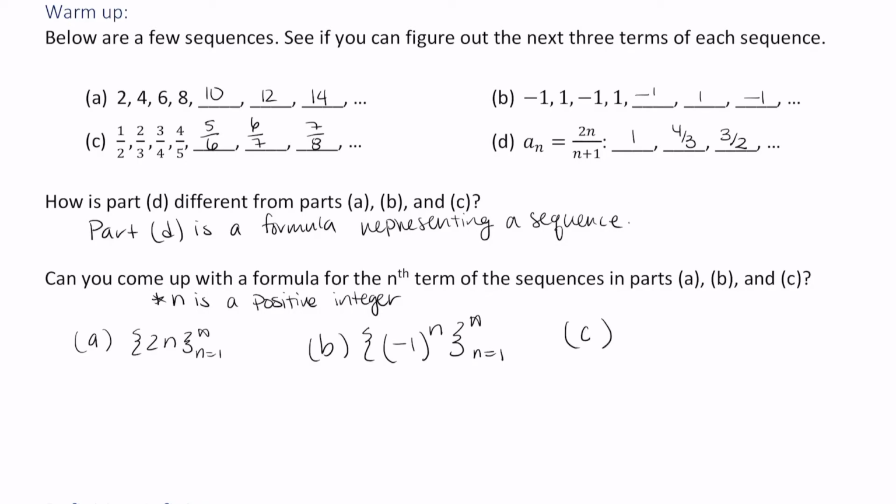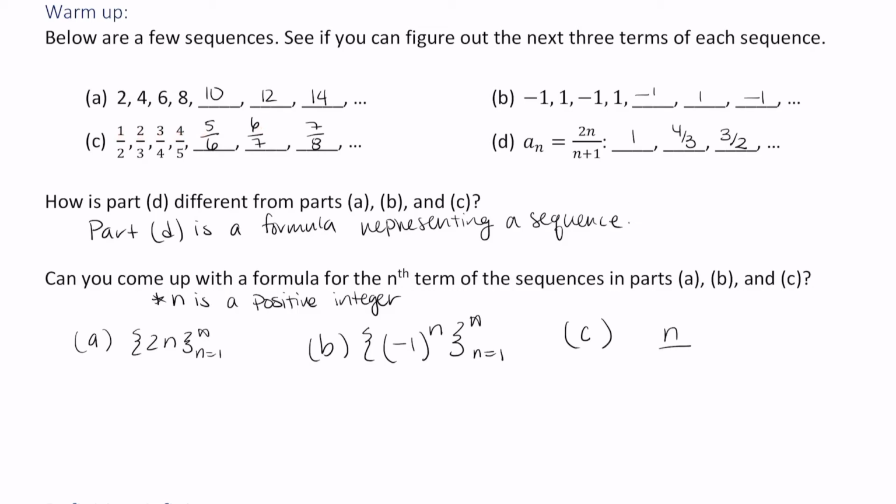For part C, we have fractions. How are these fractions changing? For our first term, we have a 1 in the numerator. For our second term, we have a 2 in the numerator. For our third term, we have a 3 in the numerator. And so on. You notice the fourth term has a 4 in the numerator. So clearly, the numerator is always the nth term.